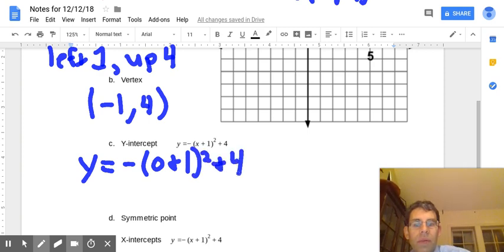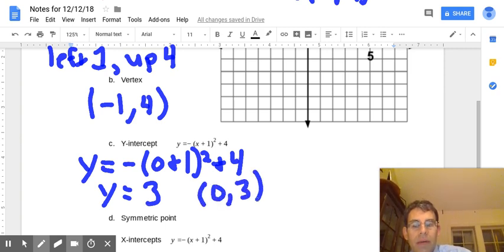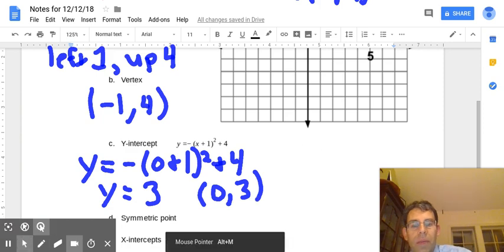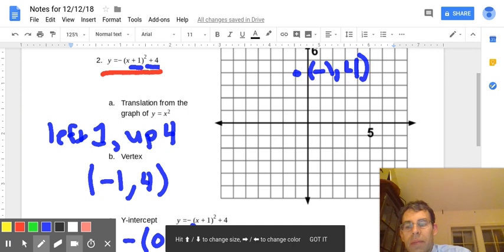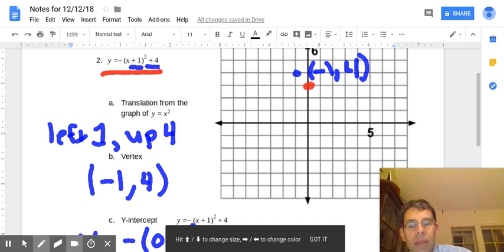And 0 plus 1 is 1. We square that, we get 1. Multiply by negative 1, we get negative 1. And plus 4, negative 1 plus 4 is 3. So we get y is equal to 3. And you know that I like the intercepts as points. So we can write that point as (0, 3). And we can go back up and plug that point in on our graph. So (0, 3) is right there.